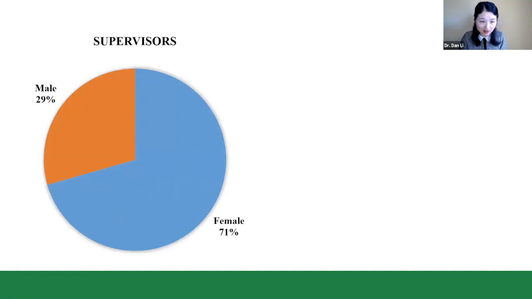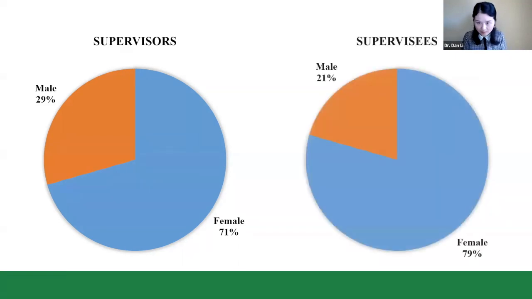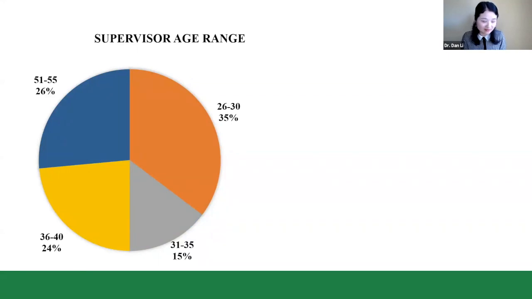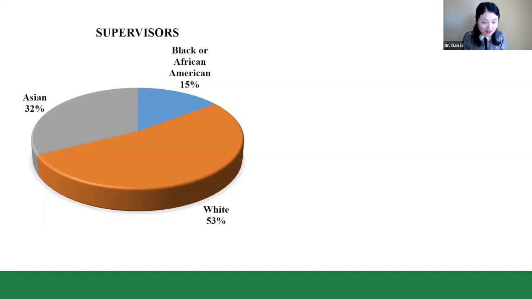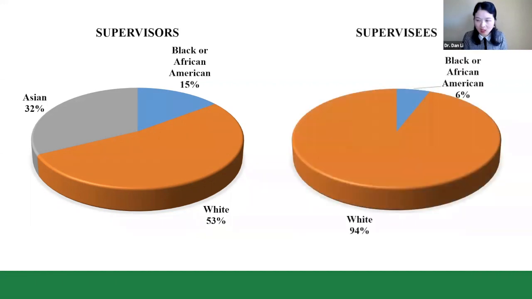I will walk through the demographics very briefly, so that you will have some idea what sample I am dealing with, and to what extent you think it may be representative of the population of the supervision community. For the supervisors, about 70% are female, 30% male. Supervisees, about 80% female, about 20% male. Supervisor age range seems very diverse, but supervisees' age range usually falls into 20 to 30. Supervisors: 53% are white, 32% are Asian, 15% Black or African American. Supervisees are predominantly white, 94% white and 6% Black or African American.